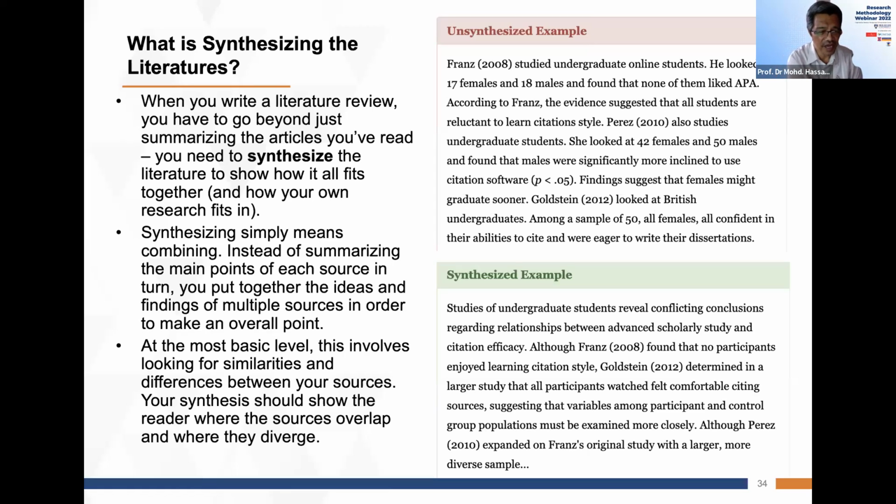At the most basic level, this involves looking for similarities and differences between your sources. Look at your sources, okay? What are their similarities, and what are their differences, right? So your synthesis shows the reader where the sources overlap and where they diverge. I give you two examples here.